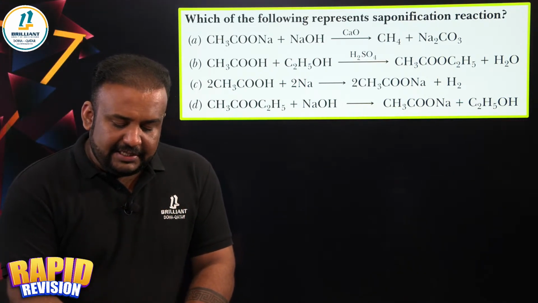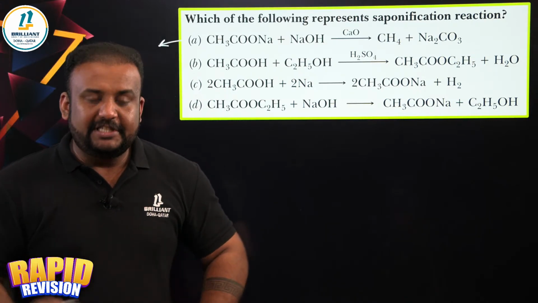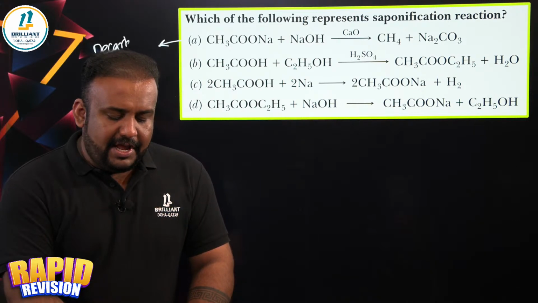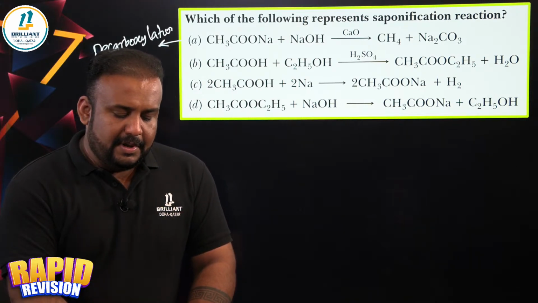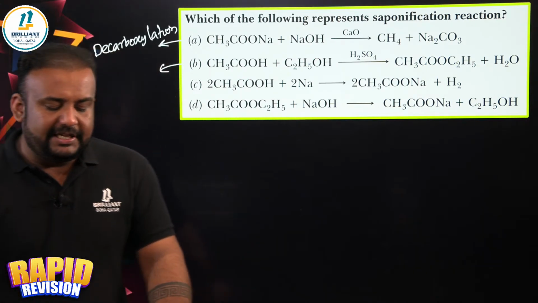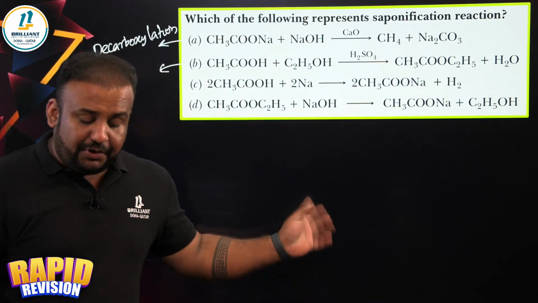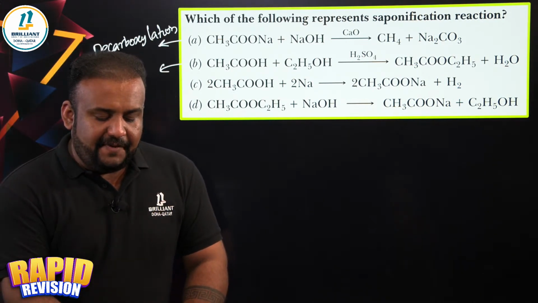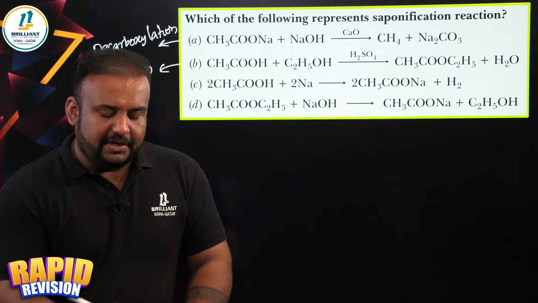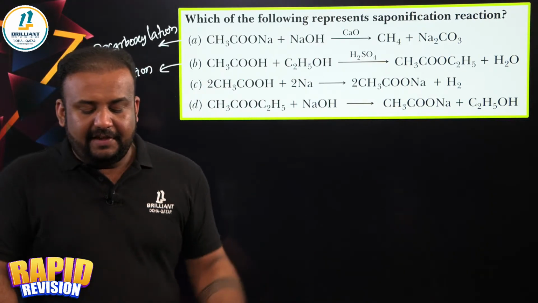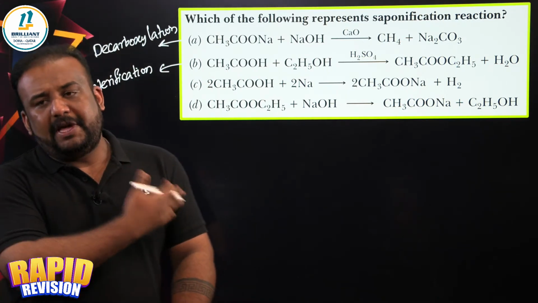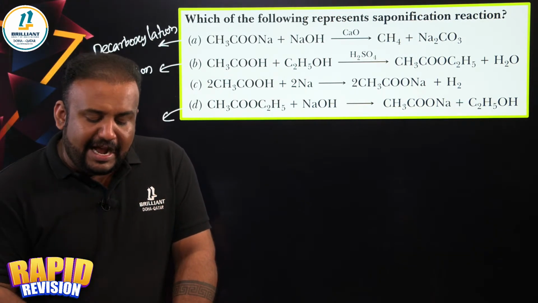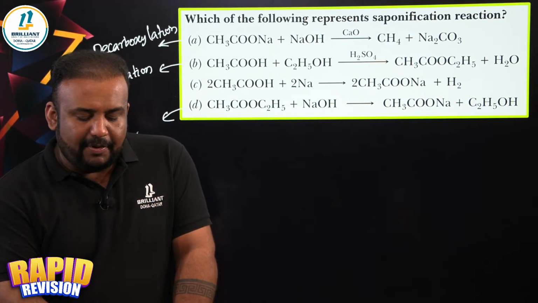See, the first reaction, CH3COONa plus NaOH in the presence of calcium oxide gives methane plus sodium carbonate. That is called the decarboxylation reaction. The second reaction, CH3COOH plus C2H5OH in the presence of H2SO4 giving CH3COOC2H5 plus H2O. This reaction is called esterification, that is the preparation of an ester. Then CH3COOH plus Na gives CH3COONa plus H2. This is a typical acid-base reaction to form salt and hydrogen. And the last reaction is what is called saponification.